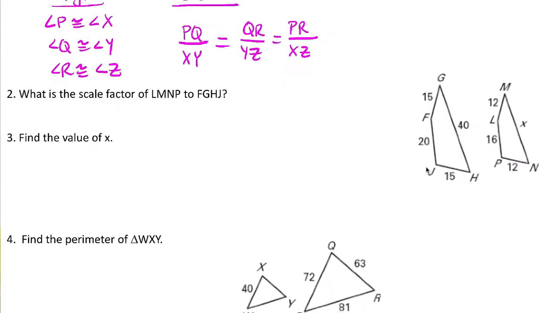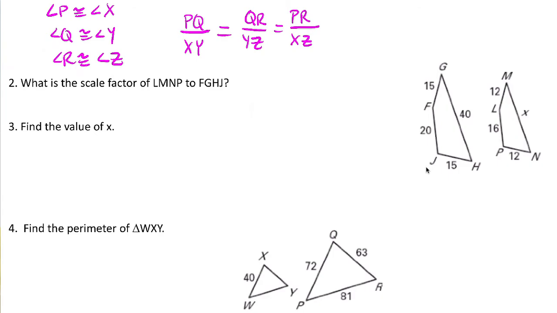Here we're going to use a figure in order to identify the scale factor as well as find a missing value. In order to find the scale factor, they want L, M, N, P to be first, and then F, G, H, J to be second, so your scale factor will be written in this order. First, you need to find a corresponding set of sides and write them in a ratio. So I'm going to use PN and JH from the bottom of these figures. They're oriented the same way, where all their corresponding pieces are in the same location.